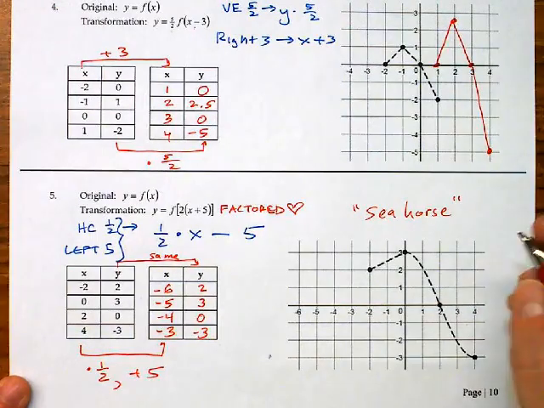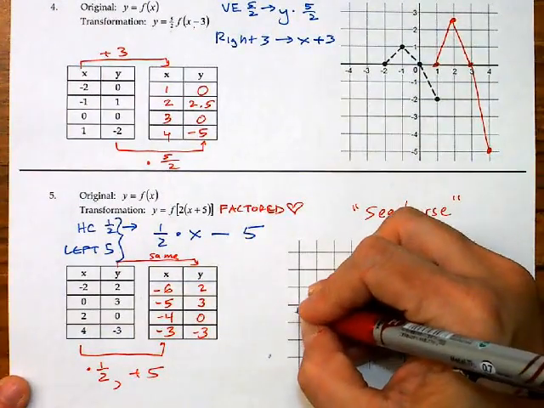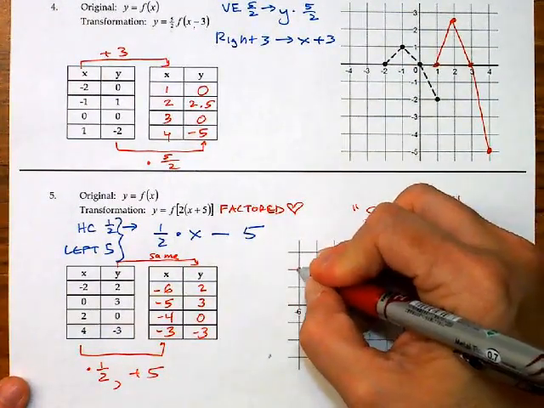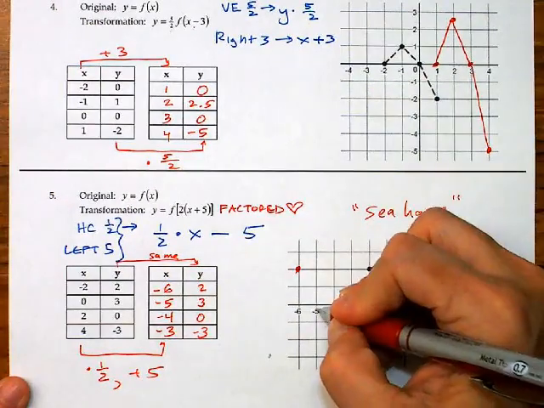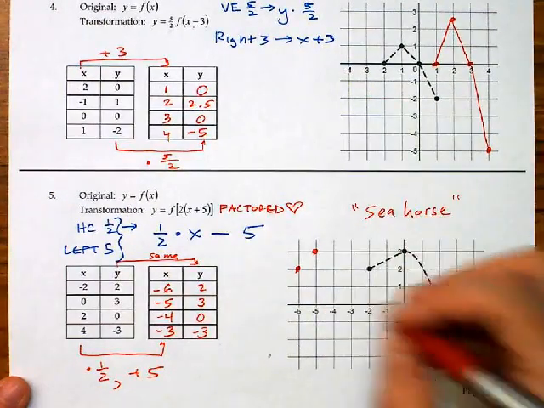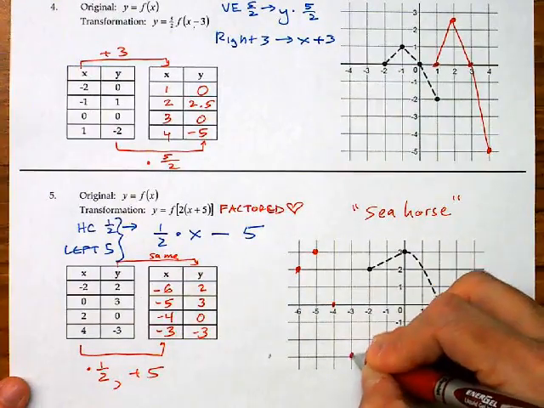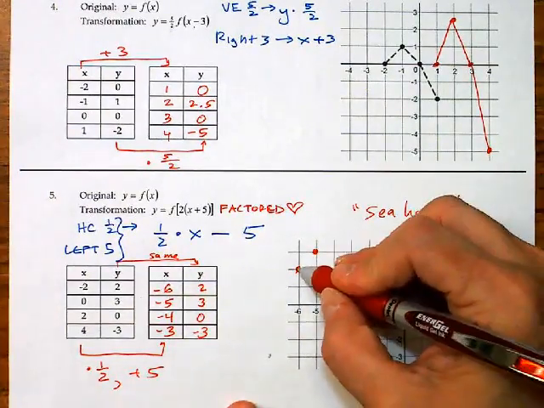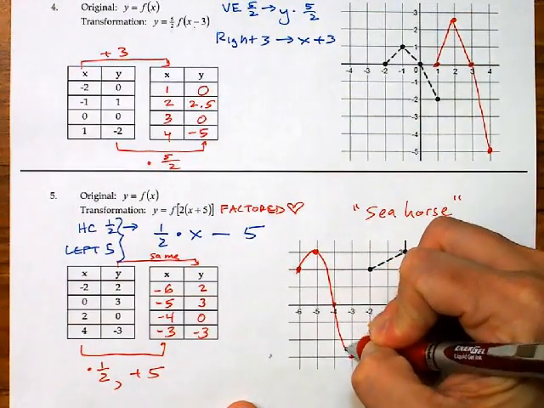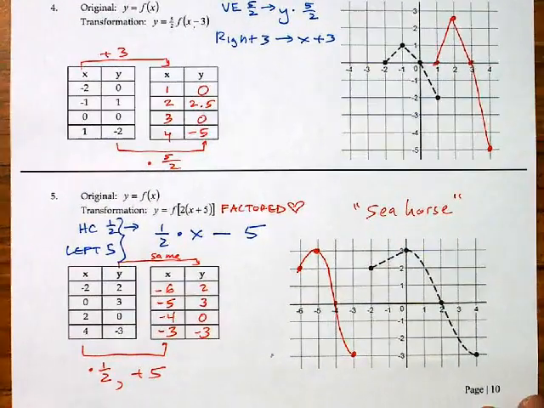Let's see how this goes. -6, 2. -5, 3. -4, 0. And -3, -3. So yes, visually we can tell our little seahorse has moved left. We could also tell our little seahorse is a lot thinner than it used to be.